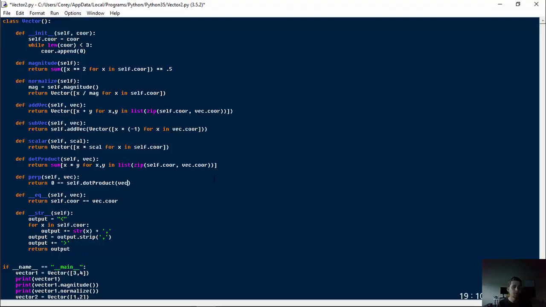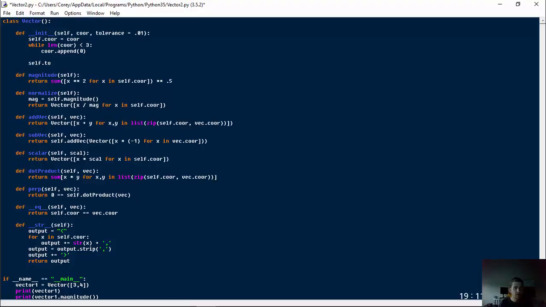This will return false. So what I want to do is add one little thing up here. I'm going to go tolerance equals 0.01, and I'm going to say self.tolerance is equal to tolerance. So I'm going to put in a little tolerance for all these little evaluations. And I'm going to say the dot product, if it's less than 0 plus my self.tolerance, and, because if you said or, here, I'll show you, and 0 plus tolerance is greater than.